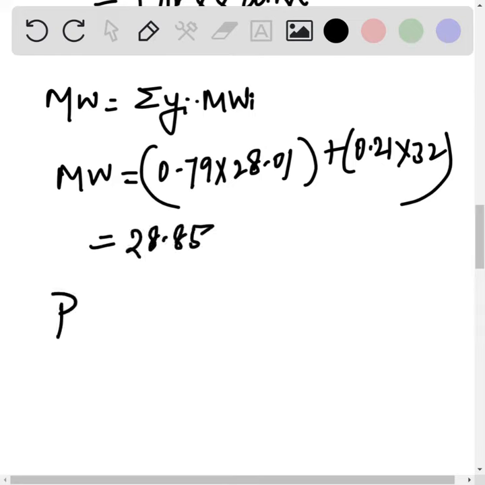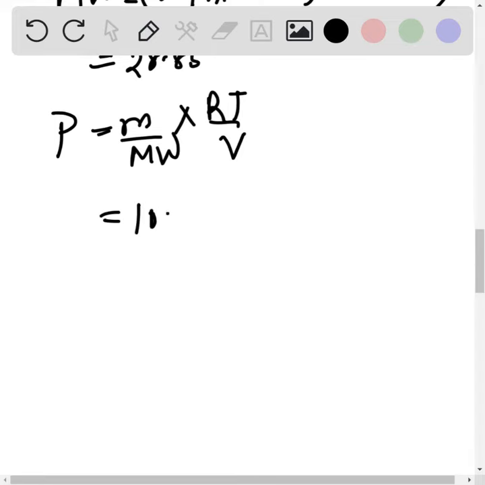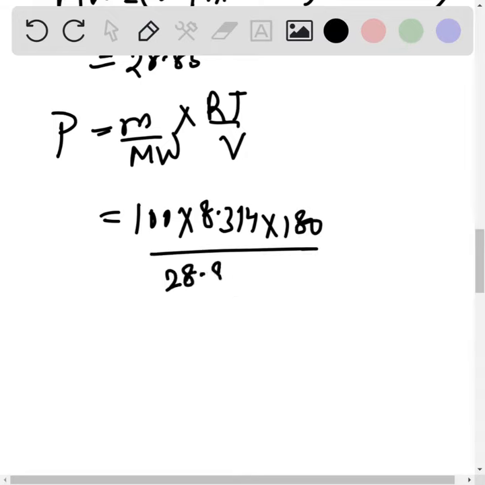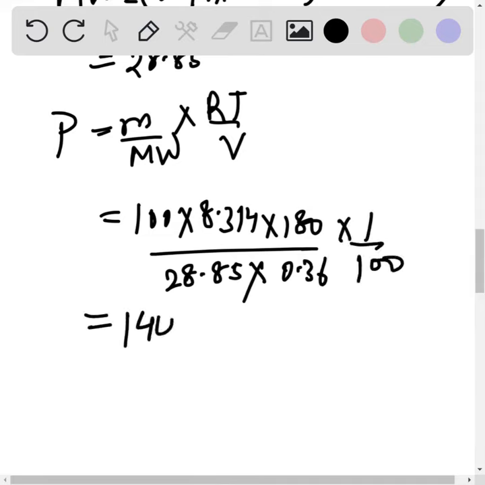28.85. I should read that as M divided by molecular weight into R into T divided by V. Putting this 8.314 into 180, 28.85, 0.36 into 1 by 100, it is equals to 144.09 bar. Therefore, this is the pressure activity.